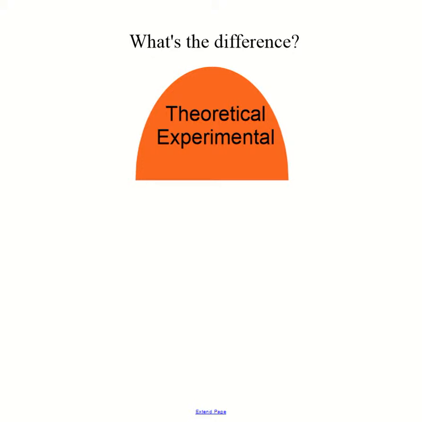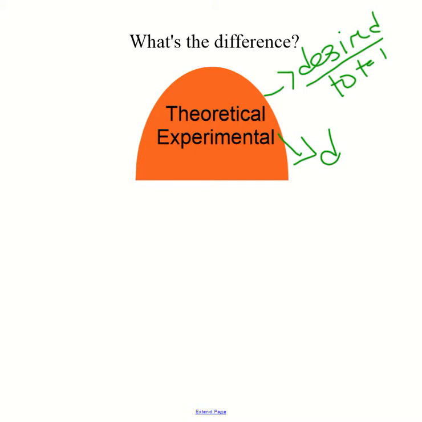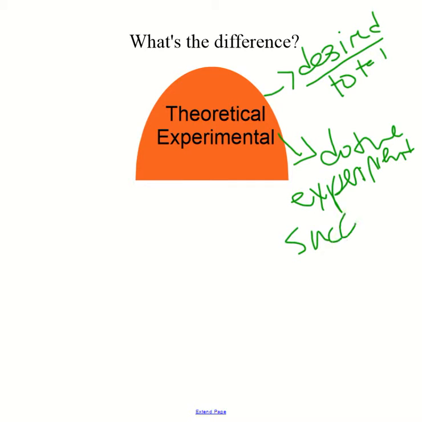Alright, remember, theoretical is what should happen. Theoretical is the desired outcomes over total outcomes. Alright, experimental, you do the experiment. It's the number of successes over the number of trials. Success over trial.